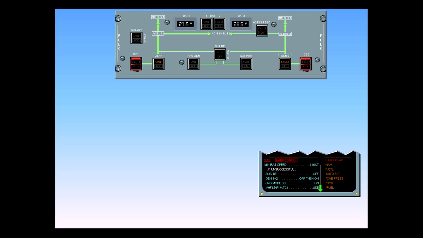Because the generator reset was not successful, we must continue with the procedure. The next item requires us to switch off the bus tie. Continue ECAM action.